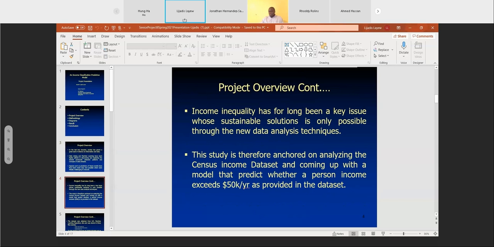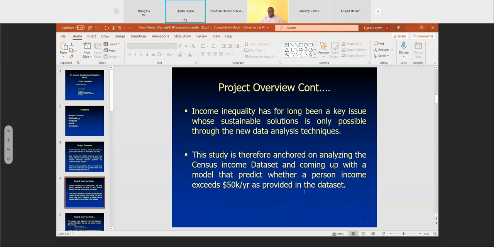Income inequality has for long been a key issue whose sustainable solution is only possible through new data analysis techniques. This study is therefore anchored on analyzing the census income dataset and coming up with a model that predicts whether a person's income exceeds 50K per year as provided in the dataset.